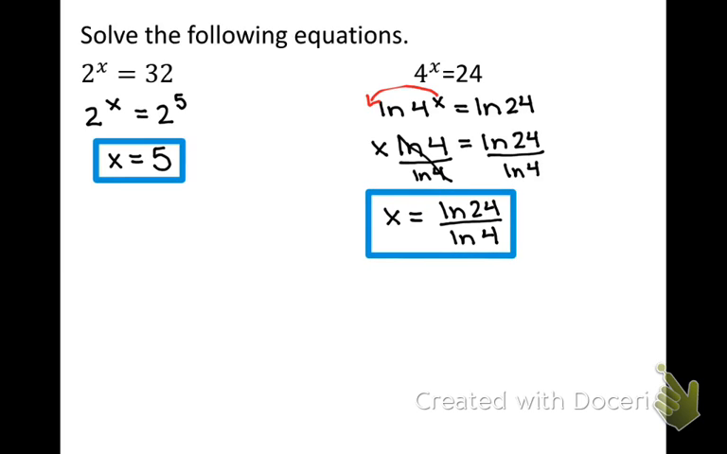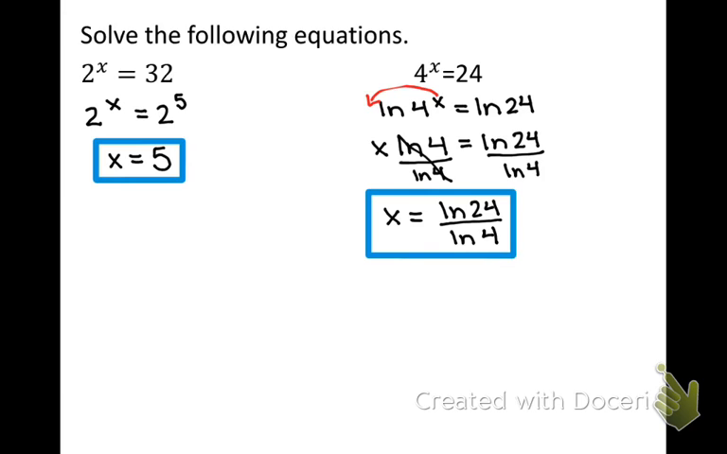You might be tempted to try to reduce 24 over 4. Can't do it. There's no logarithmic property that tells me when I have two separate logarithms being divided that I can do anything with it. Leave it just like it is. It's two separate logarithms, one in the numerator and one in the denominator.